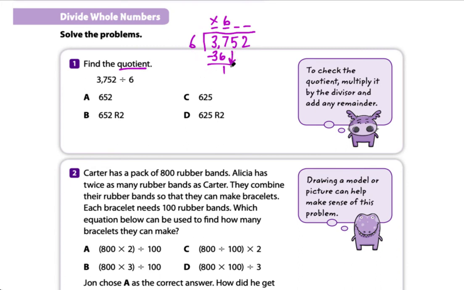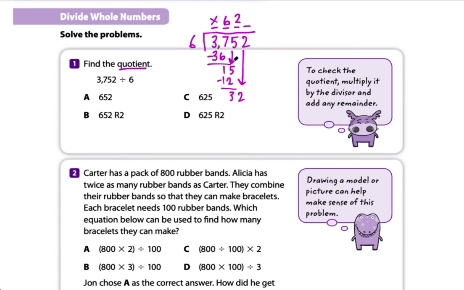Now I'm going to bring down the 5 next to the 1. 6 can go into 15 2 times. 2 times 6 is 12. I subtract that. I get 3. 3 is less than 6. Good answer. Now I'm going to bring down my last digit, which is a 2.